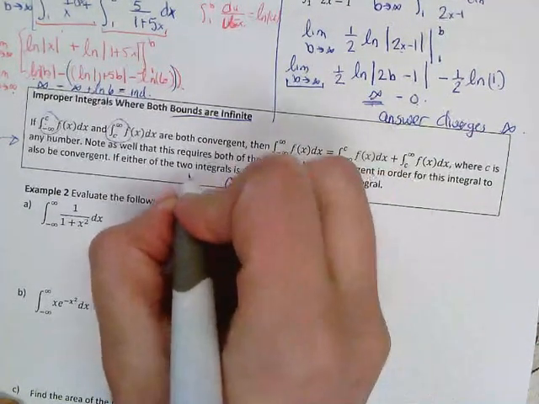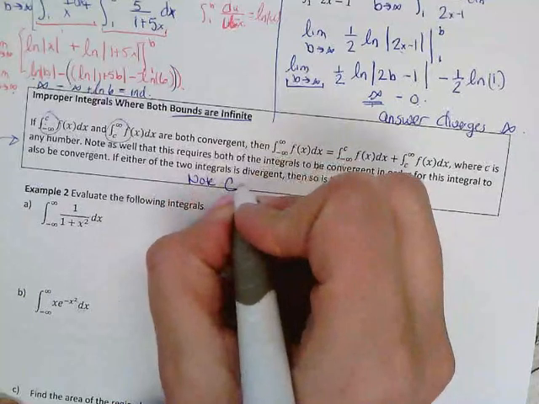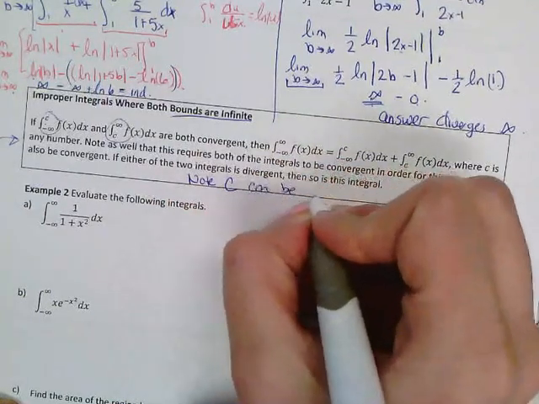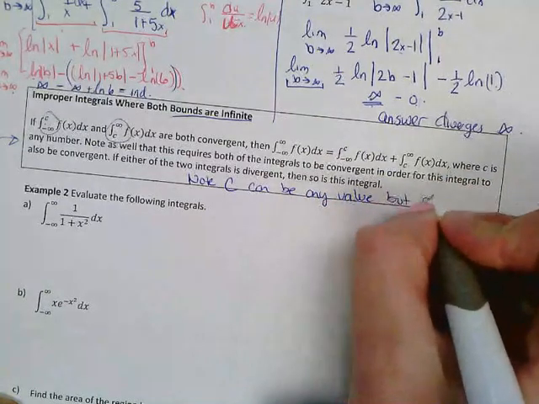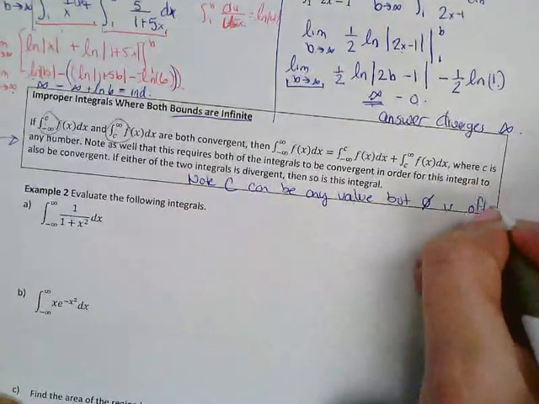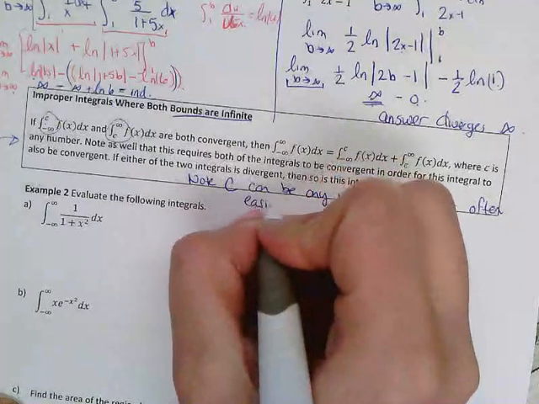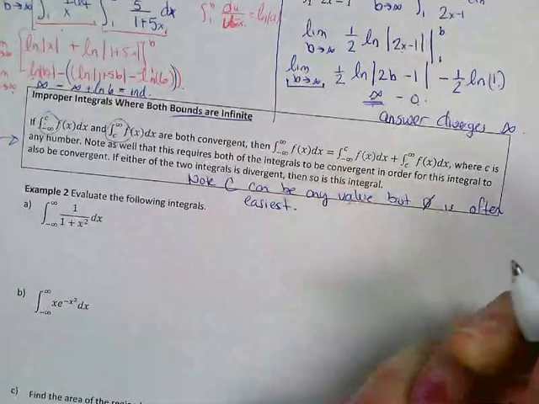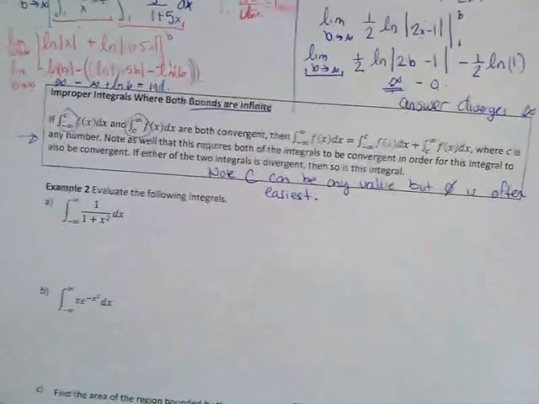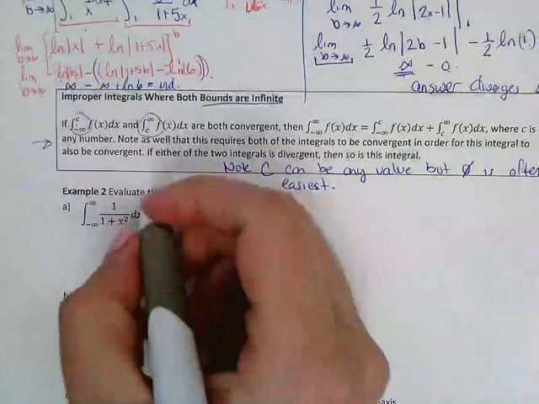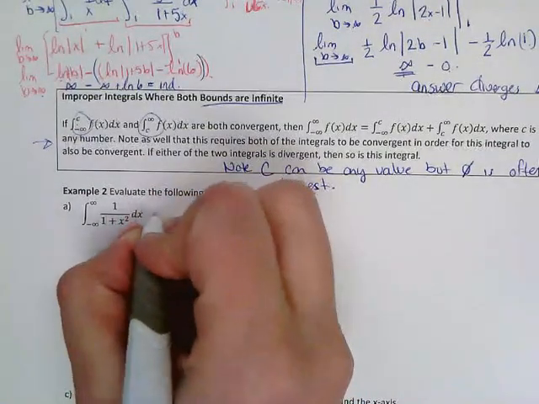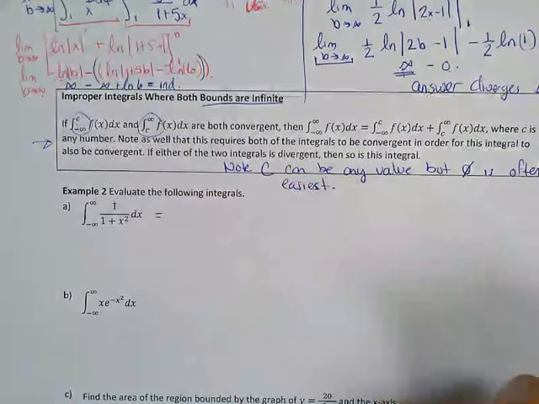Okay? So let's put a little note here. C can be any value, but 0 is often easiest. So I'm going to be using 0 all the time. Now every once in a while, if you notice that using 1 will cancel something out, you probably want to use that. So I'm going to set this up, and then you guys can finish this off.